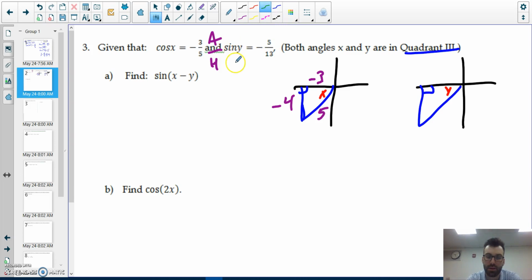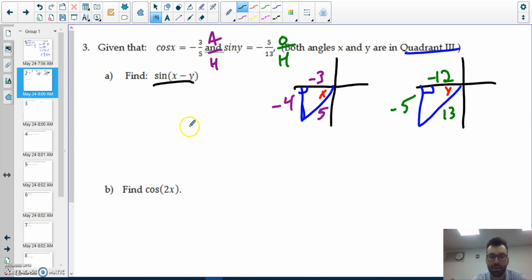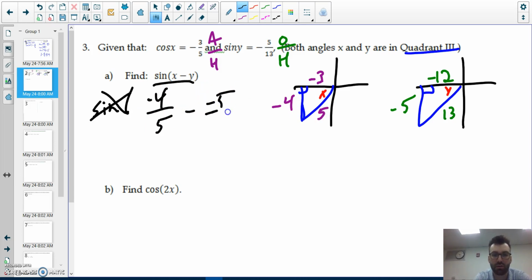Same deal here. I have sine of y. That's opposite over hypotenuse. So opposite would be negative 5, hypotenuse would be 13. This is a triple, 5, 12, 13. Well, if I'm moving to the left, that should be a negative. Next thing I want to do with this problem is figure out the sine of x minus y. Now, please do not make this mistake. This is not just sine of x, negative 4 over 5, minus sine of y, negative 5 over 13. This is not that. Do not make that mistake.